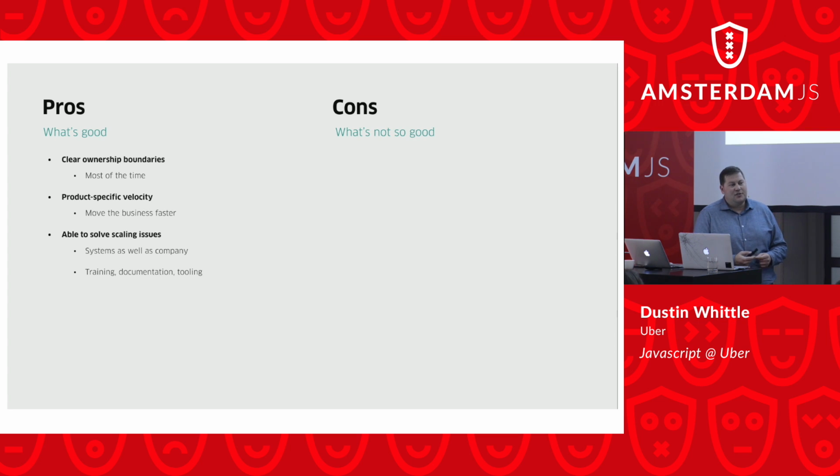And it also allows us to solve scaling issues. Not only the underlying engineering teams, because you can just add more engineers in theory to a service and get a little bit faster velocity, but also it allows us to structure the company in a new way, and to organize training, documentation, and tooling around a particular service or stack. But also, one of the best parts is it gave us language and platform independence. Teams could pick the right tool for the right job.